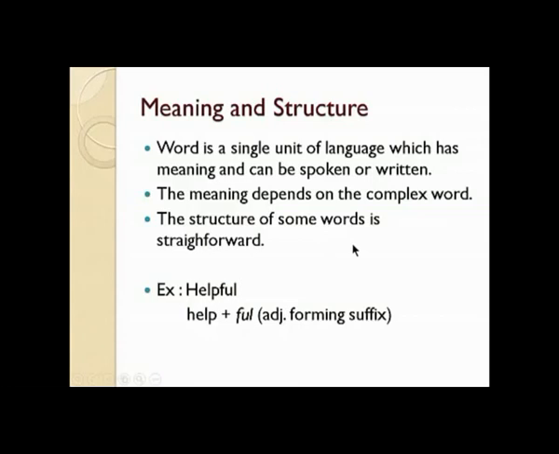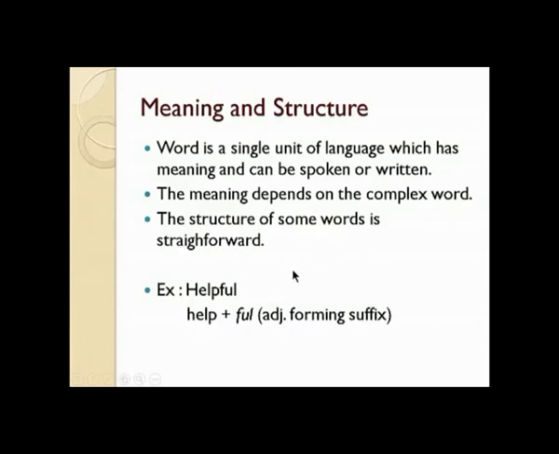A word is a single unit of language which has meaning and can be spoken or written. And second, the meaning depends on the complex words. The complex here means the structure of the word itself that forms the word. And then the third is the structure of some words is straightforward.